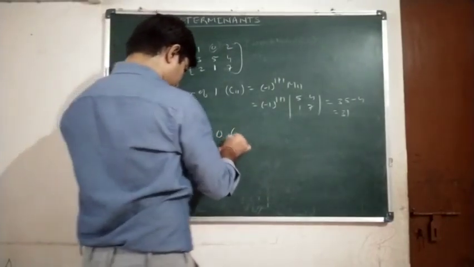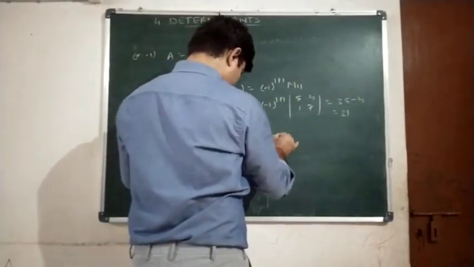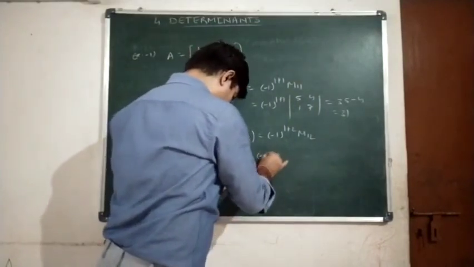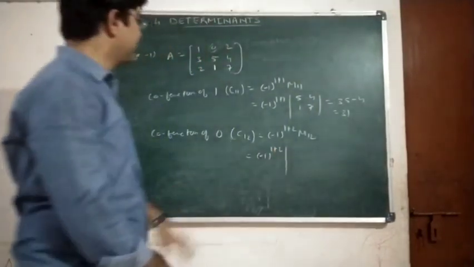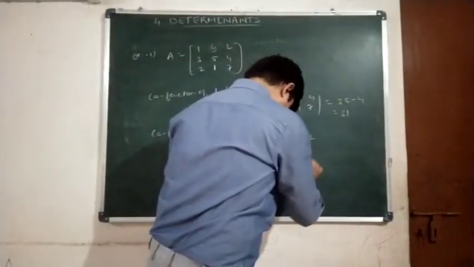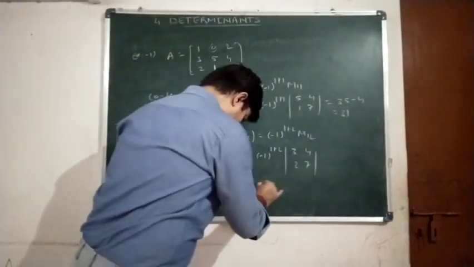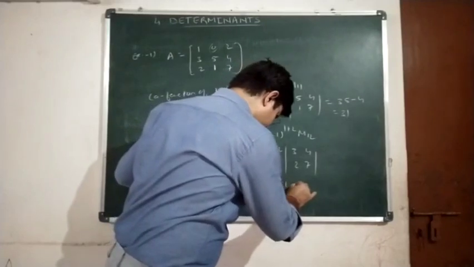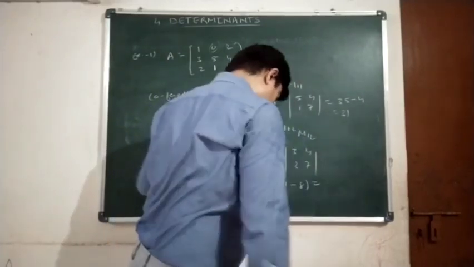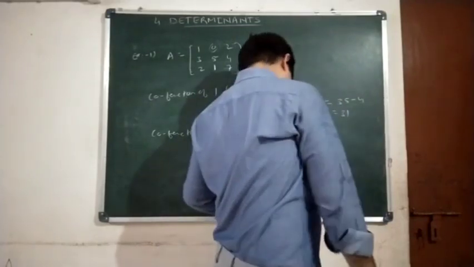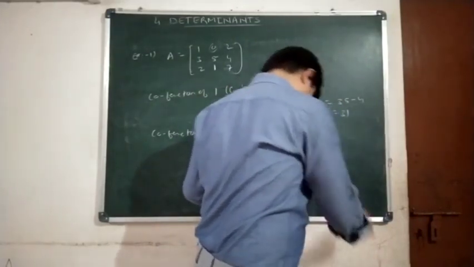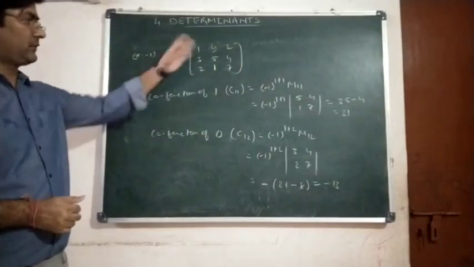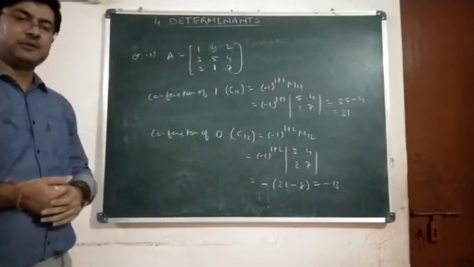Similarly, let us calculate the cofactor of 0. Cofactor of 0, C12, is equal to minus 1 raised to 1 plus 2 into M12, which is minus 1 raised to 1 plus 2 into |3 4; 2 7|. Now here the minus sign will be there because minus 1 raised to 3 is minus 1. 7 threes are 21 minus 4 twos are 8. So minus of 21 minus 8, and the answer will be minus 13. Clear? So in this way you can calculate the cofactor for each and every element in a given square matrix.